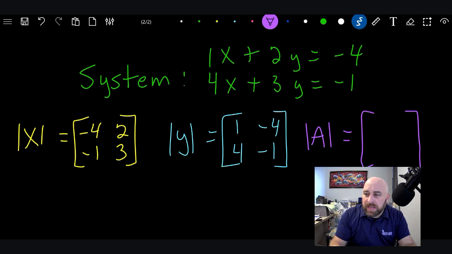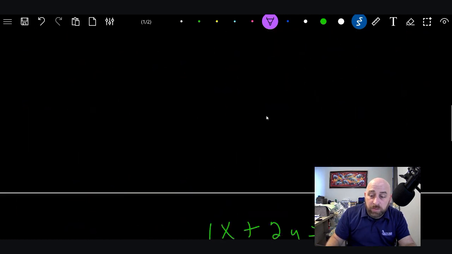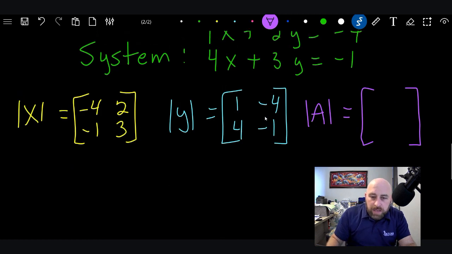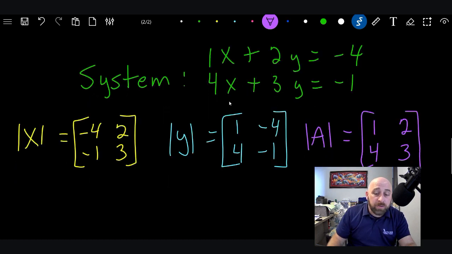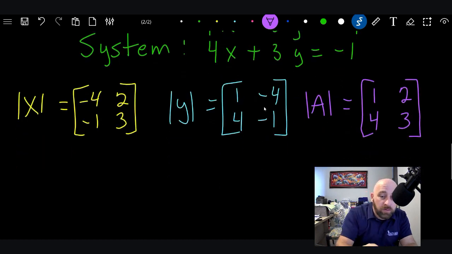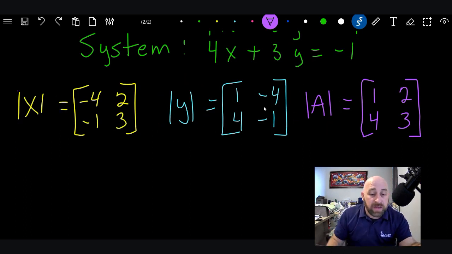All right, so the A for this one is what? Let's go back up here. The A is A1, A2, B1, B2. So A1 and A2 are 1, 4, and B1, B2 are 2, 3. Now we have to remember, what do we do? We find the determinant. That's what we're looking for. That's what these little absolute value looking signs mean: find the determinant.